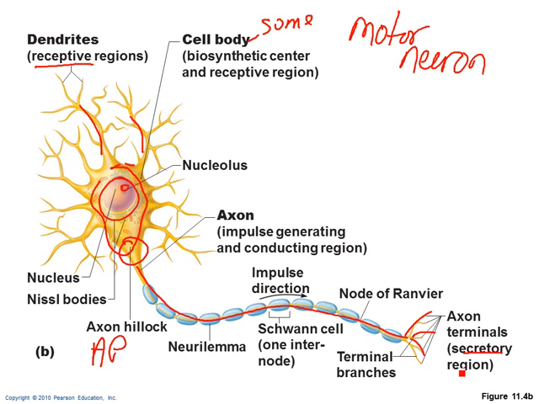That's the secretory region. What's in the axon terminals? Neurotransmitters. Could be acetylcholine, could be something else. Depends on what kind of neuron it is. The axon is wrapped with Schwann cells. And between each Schwann cell is a gap called a node of Ranvier. So that's review from what we did when we talked about the muscle.